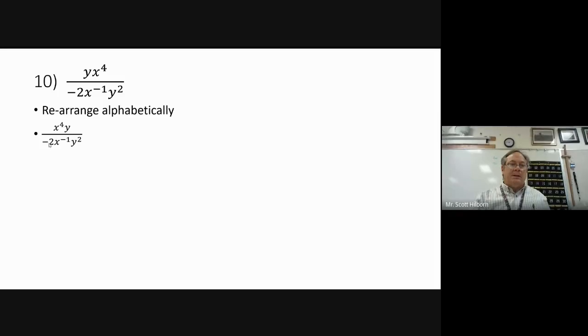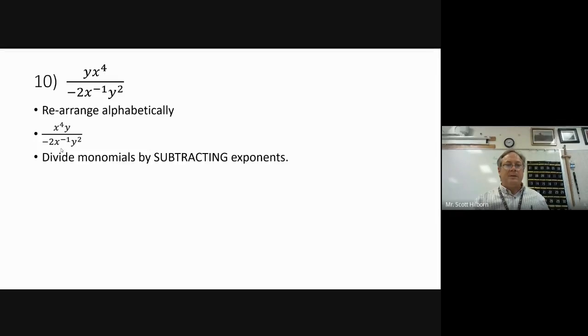Now, at this point, there are a couple ways you can do it, but this is how I'm going to teach you to do it. I'd rather have everybody do one way well than have 2 or 3 ways that you only half remember. You want to remember, when you divide monomials, you subtract exponents. It's the opposite of multiplying. Remember, when you multiply monomials, you add exponents. Here, we're going to divide x^4 by x to the -1. And y to the 1 divided by y to the 2. And we're going to subtract those exponents.